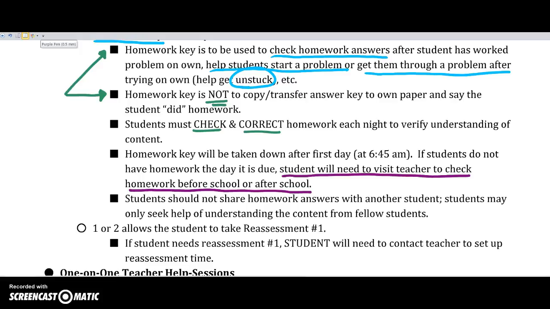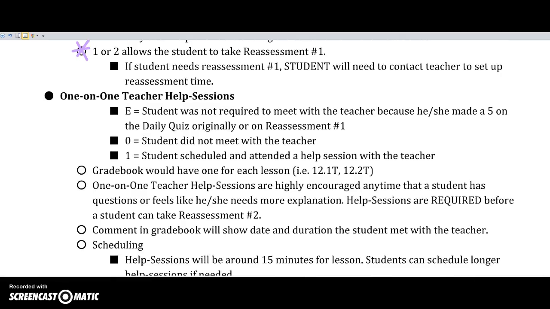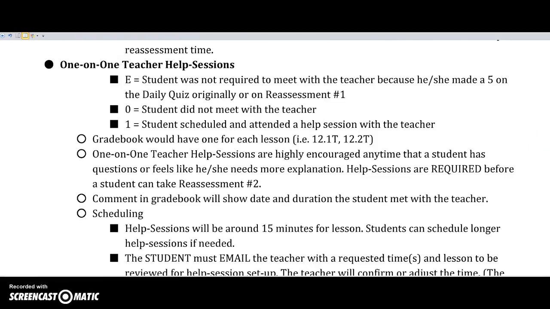What we don't want to happen is for somebody to hand over their homework and another student just copy it down. A 1 or 2 allows the students to have the reassessment. So note that if in the grade book it says a 1 or a 2, they are allowed to take that reassessment number 1. If a student needs reassessment number 1, students will need to contact the teacher to set up that reassessment time, which was already talked about earlier. We also talked about that one-on-one teacher help session, which also allows reassessment number 2.